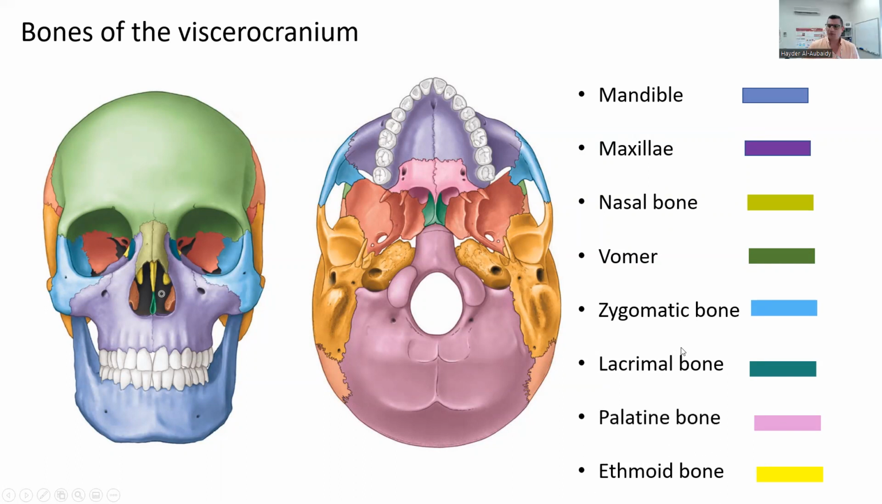Yes, excellent, beautiful palatine bone. So here you've got a set of the bones that form the visceral cranium. You can see the ethmoid here, which we can see in yellow color. So it's forming a part of the facial skeleton as well within the nasal cavity. So this is the ethmoid.